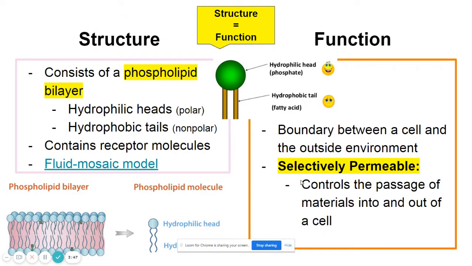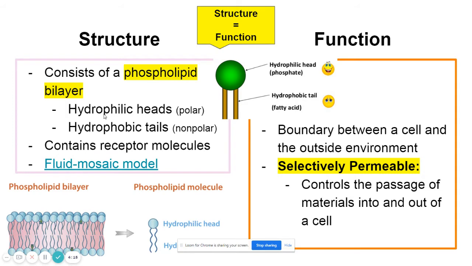Now let's break down the cell membrane into its structure and its function. As we said, the structure of the cell membrane is composed of a phospholipid bilayer, and these phospholipids have a very specific shape to them that you need to be familiar with. They have a hydrophilic head, shown in green, and a hydrophobic tail, shown in brown. Now, what do these words mean? Let's break them down into their components.